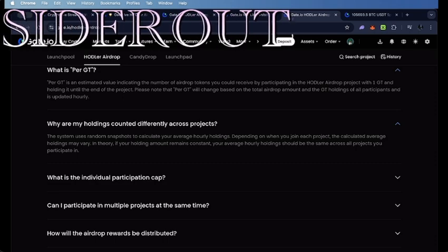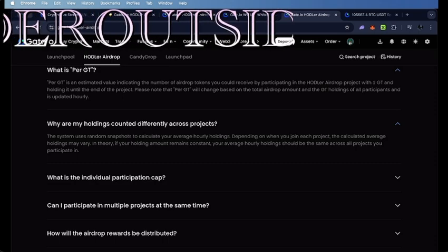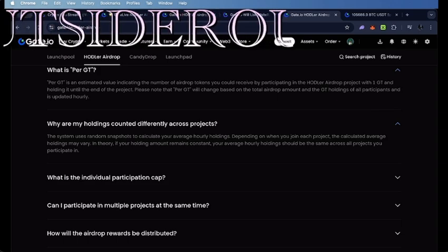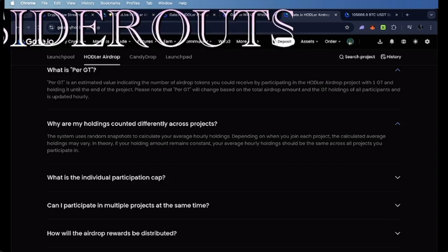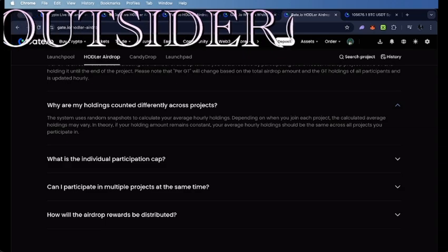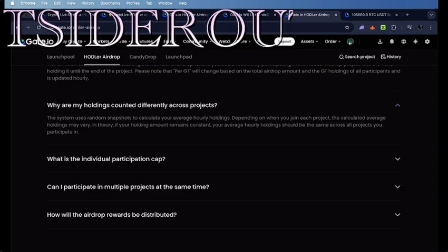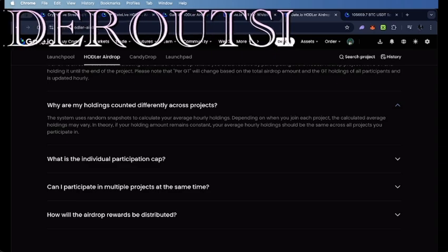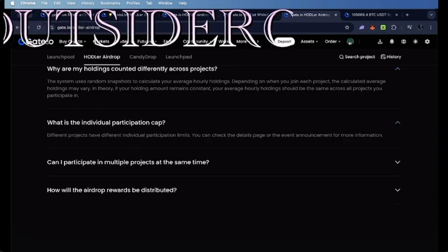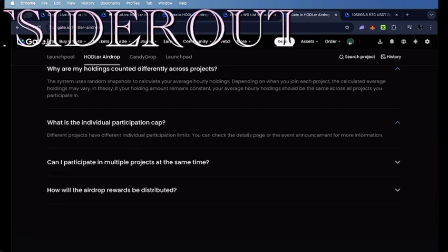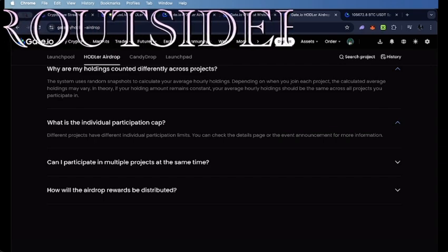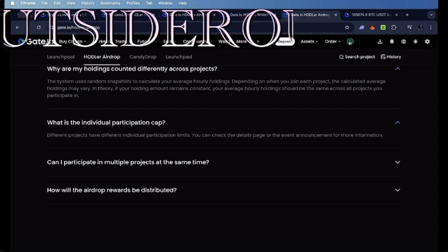Why are my holdings counted differently across projects? The system uses random snapshots to calculate your average hourly holdings, so depending on when you join each project, the calculated average holdings may vary. In theory, if your holding amount remains constant, your average hourly holdings should be the same across all projects you participate in. What is the individual participation cap? Different projects have different individual participation limits. You can check the details on the project page or the event announcement for more information.